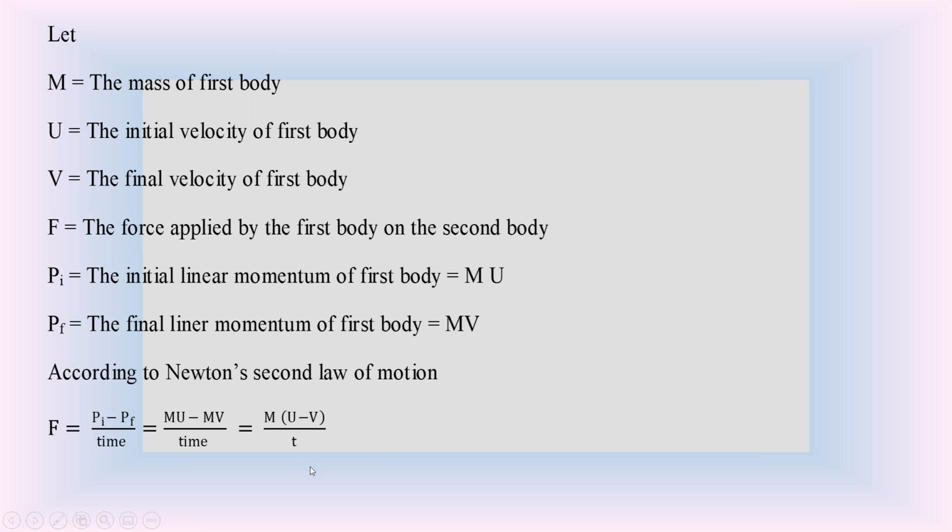Since in this condition initial velocity, final velocity, and also force F all are acting in the same direction, this force F is equal to mu, initial linear momentum, minus mv, final linear momentum, divided by time. This is the equation of the force F applied by the first body on the second body according to Newton's second law of motion. This m by t is called the mass per unit time. m is the mass, t is the time.